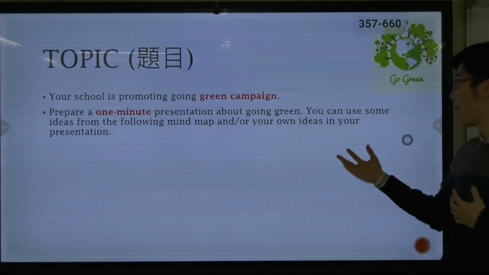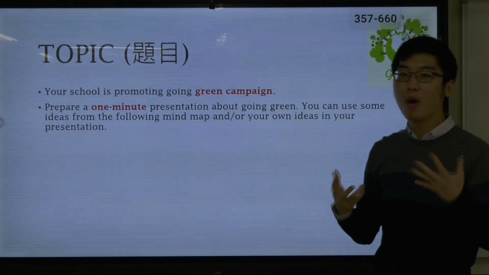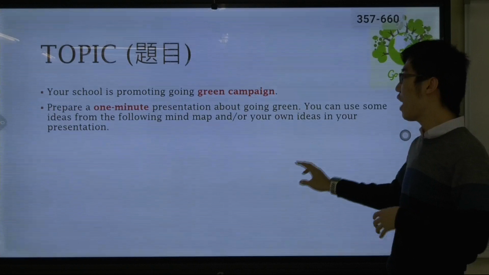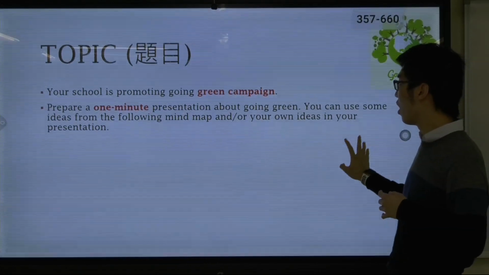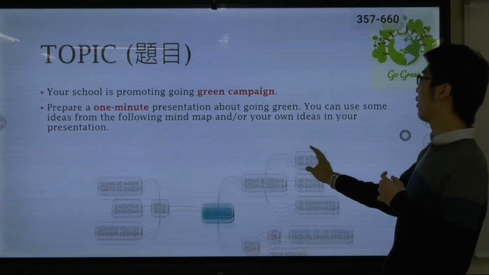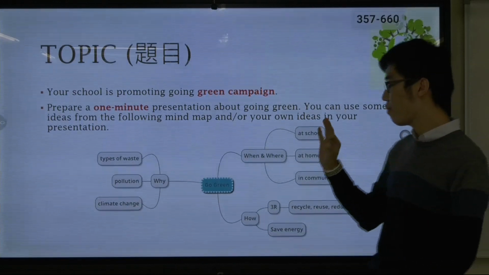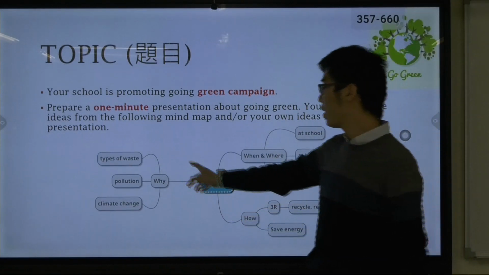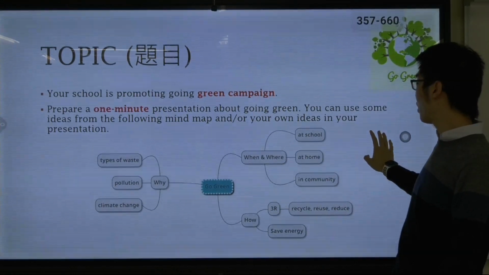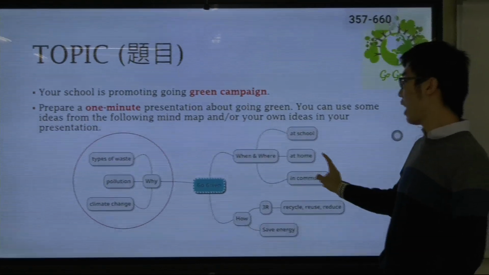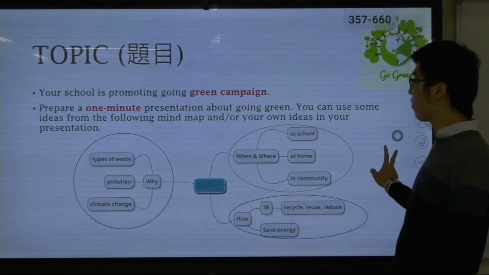So for what is meant by the green campaign, you can see this logo, okay? Green campaign which means related to 環保意識嘅東西, okay? So you have to prepare your 1-minute presentation about how to do it. Okay, so you can see go green and then you can see 3 main subtitles, okay? First one is why, and then you can see when and where and how. Okay, so for these 3 items I have circled in 3 different colors, okay? Red, green and purple, okay?